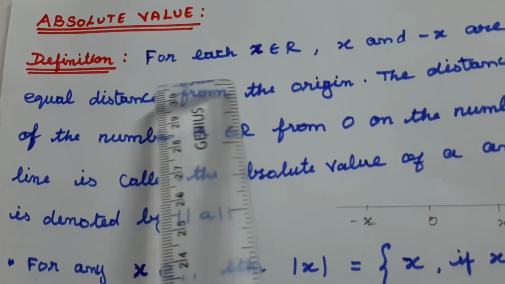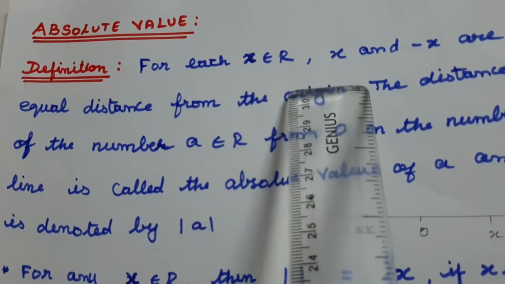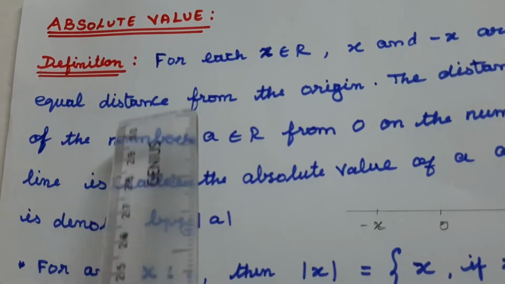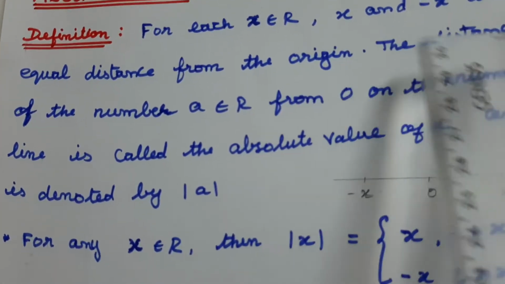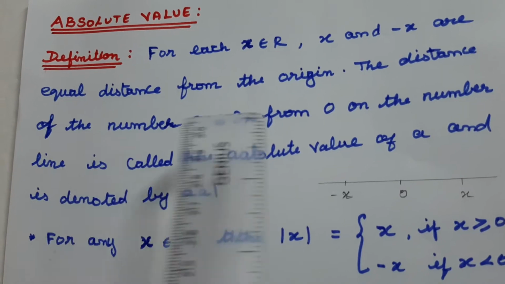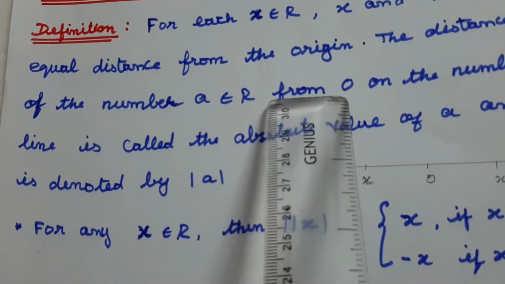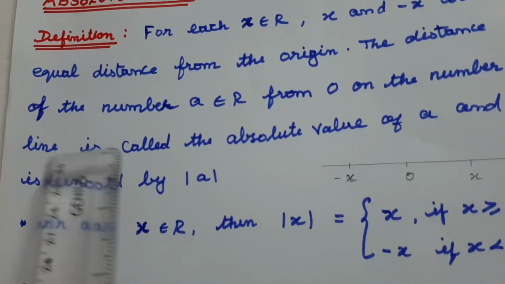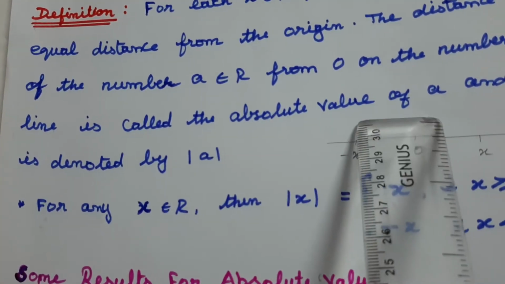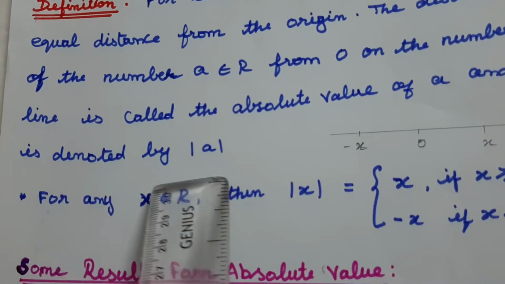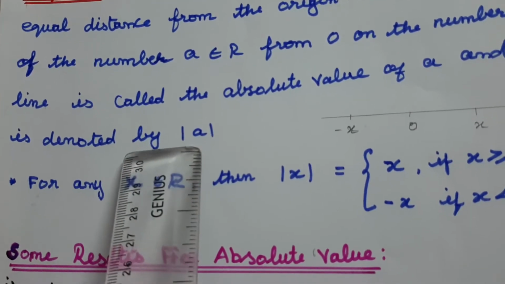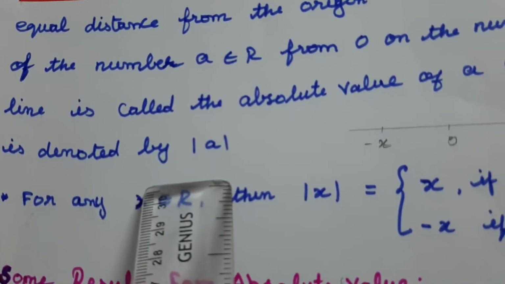For each x belongs to R, x and minus x are at equal distance from the origin. The distance of a number a, which belongs to R, from 0 on the number line is called the absolute value of a, and it is denoted by a within the bars. This is called the modulus of a.